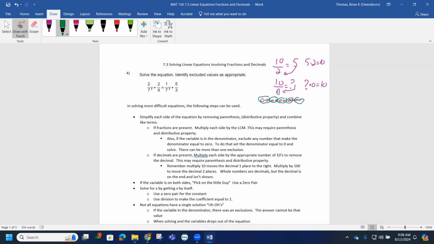So in fraction thinking and in division thinking, we have to exclude numbers that make the denominator equal to 0. So if the denominator is a variable, we have to exclude a number that makes that denominator turn into a 0. So that's one of the things we have to pick up on here. But we're in good shape here because the variable is not in the denominator. So that's some of the things we have to pay attention to here to start with. So in this example, there aren't any excluded values because the variable is not in the denominator.